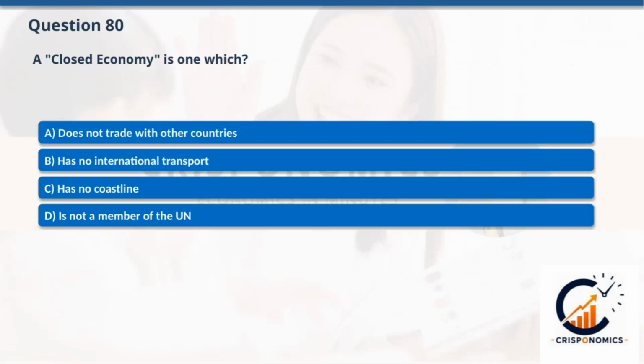Let's talk about what defines a closed economy. It's an economy that doesn't engage in trade with other countries. That means no imports, no exports, just internal production and consumption. It's not about being a member of the UN, having a coastline, or even international transport. The key factor is the absence of trade across borders. So, when we say closed economy, we mean one that's completely self-contained, economically speaking.